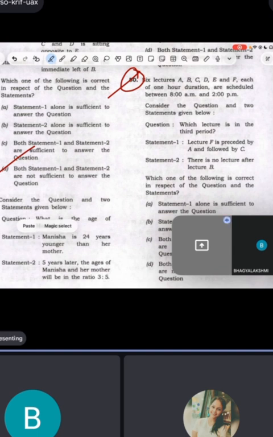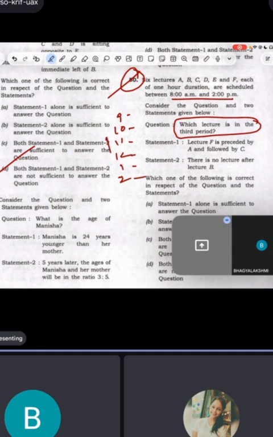Guys, one thing is clear: from 8 to 2 means 8, 9, 10, 11, 12, 1, 2. Six lectures are there, so per 1 hour, 1 lecture is there. Now we have to find out the third period. It means we need to know all the periods, right? Then we can find this period. So let's see whether data is given or not.